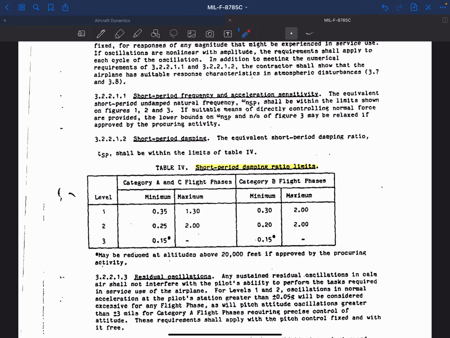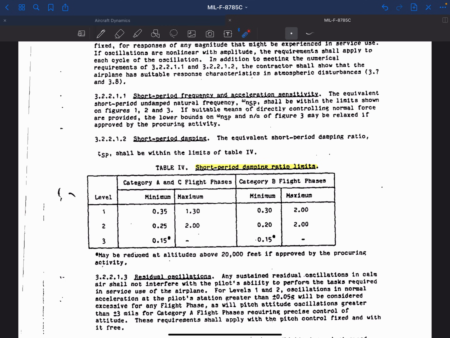But of course, pilot opinion also depended on the damping of the short period. So this first section here just looks at the undamped natural frequency and neglects the damping. And so of course, here we're going to find out that their opinion also depended on the damping of the short period frequency. And that is summarized here in this table here.